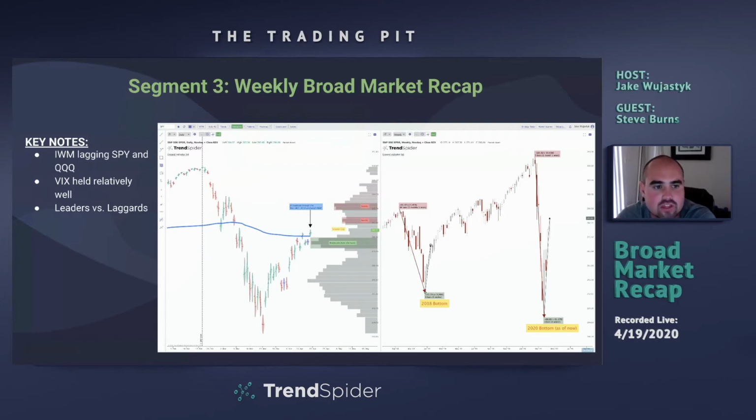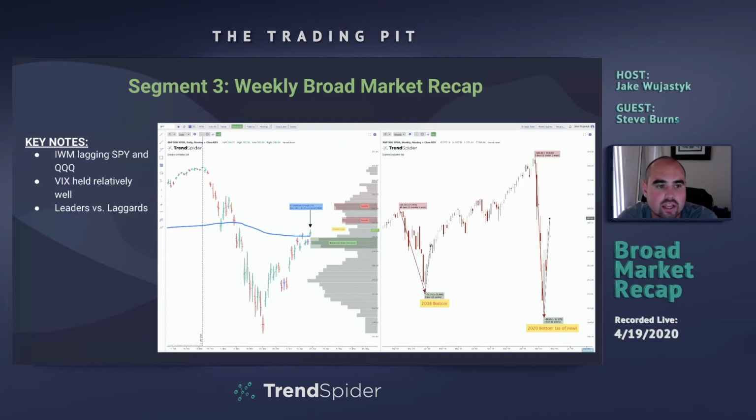So that is the SPY chart. I'll jump into more charts here in a second. I'm just going through the key notes here. IWM is one that I'm really going to focus on because it's lagging SPY and the Qs. As we just mentioned, the leaders and the laggards are things you want to pay attention to. If you're identifying a leader and then all of a sudden you see a laggard that looks exactly the same as that leader a week ago, that's something you want to pay attention to.